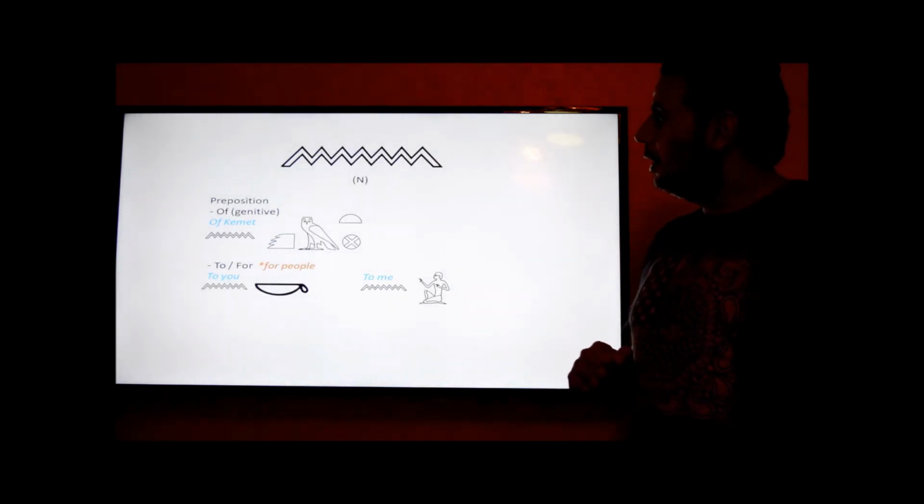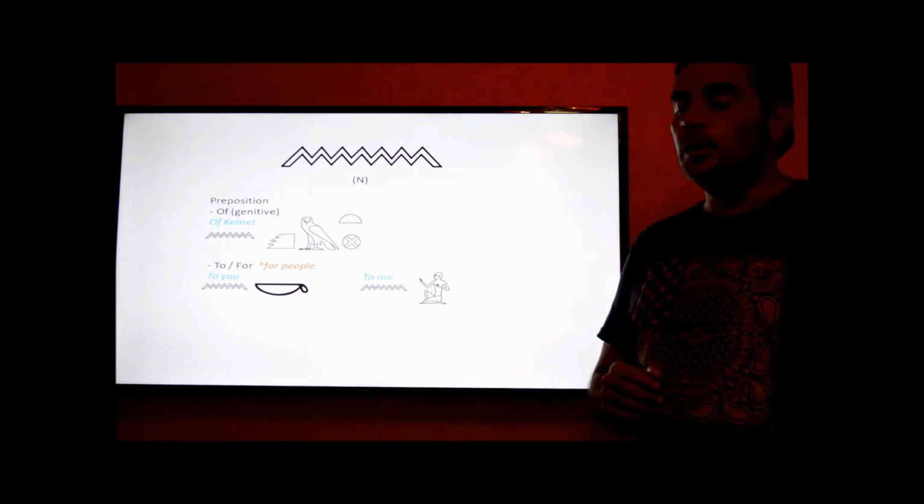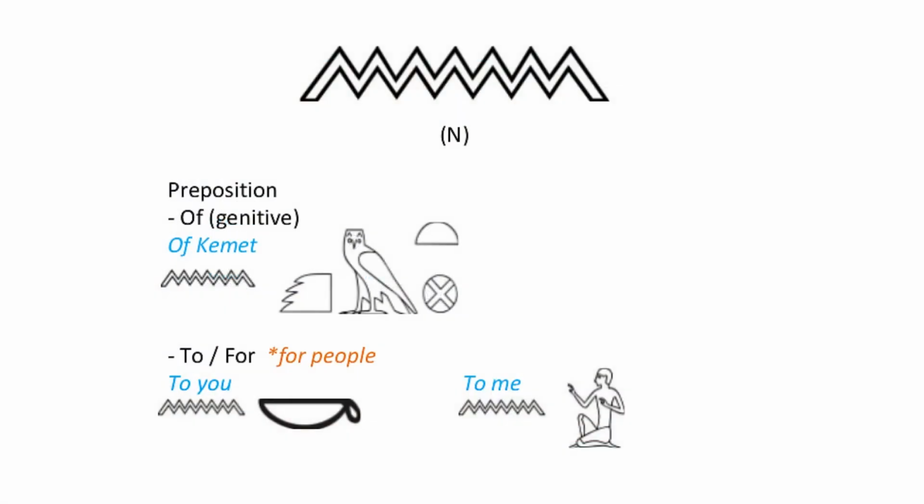N also can be used as a letter, or as the water wave, and again as a preposition, and it can mean of. When I say guide of Egypt, it will be guide in Kemet.